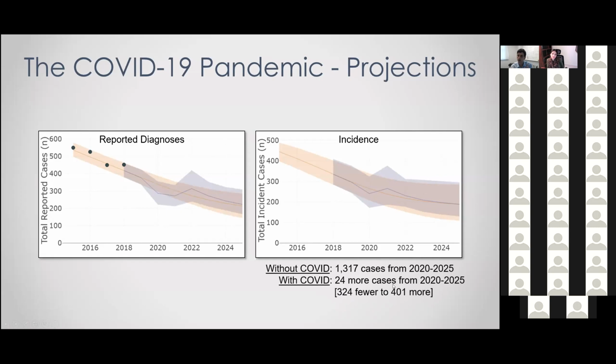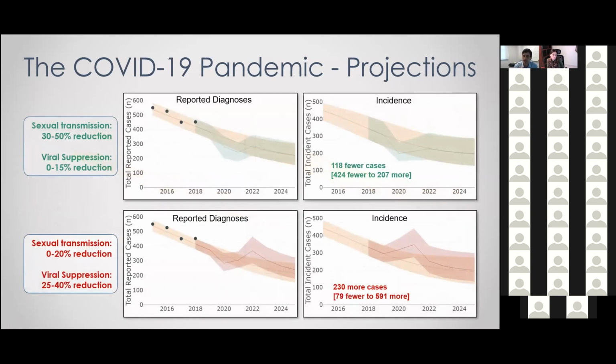So there's a wide range of uncertainty, and that's what I want to dive into a little bit. It turns out that what really drives that uncertainty are the effects of sexual transmission. The more you reduce transmission, the better that is for HIV. On the other hand, viral suppression is the strongest determining factor. The more COVID-19 disrupts the continuum of care and leads to fewer people being virally suppressed, the more HIV you're going to have over time. So I've split out those projections here.